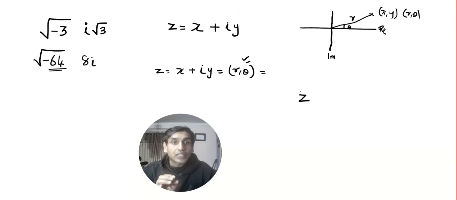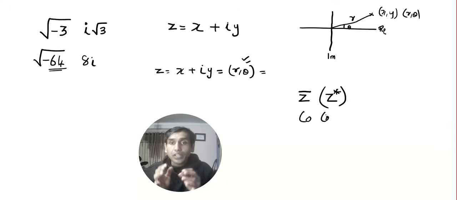Suppose someone asks you to find Z bar, or in some books they use Z star. This is called the complex conjugate. What do you call it? Complex conjugate. And the idea is very simple. Replace i with minus i. What will you do with i? Replace it with minus i.